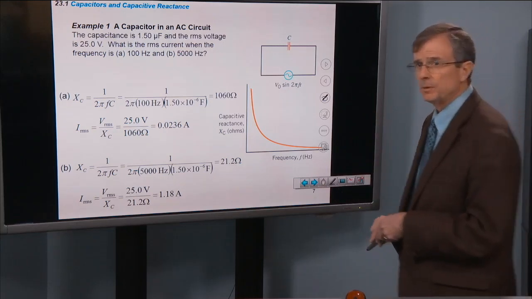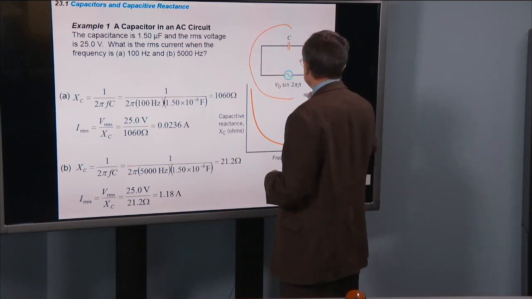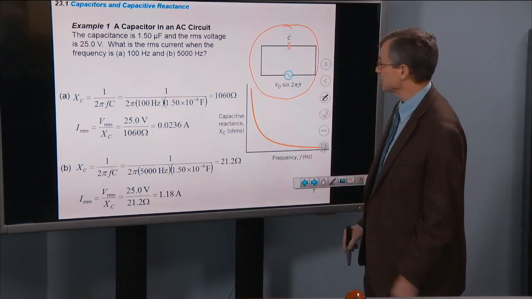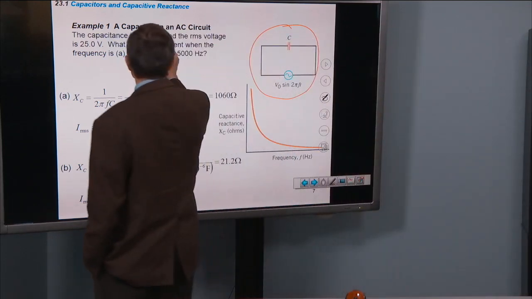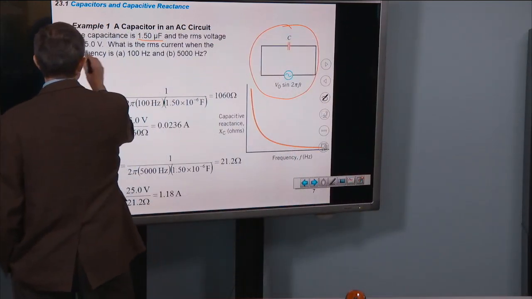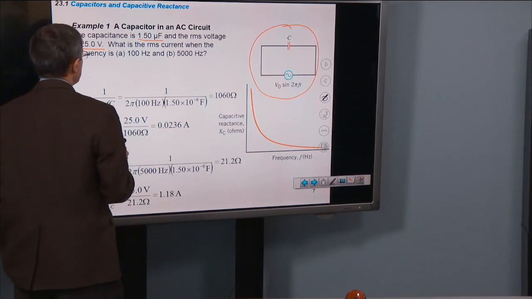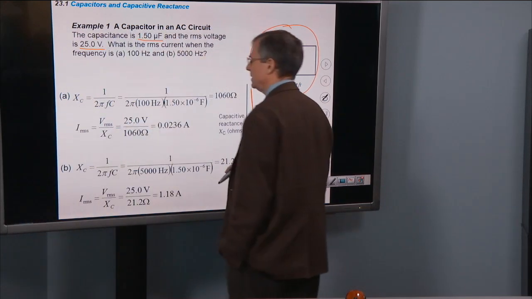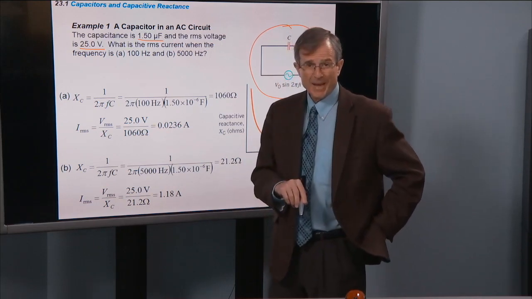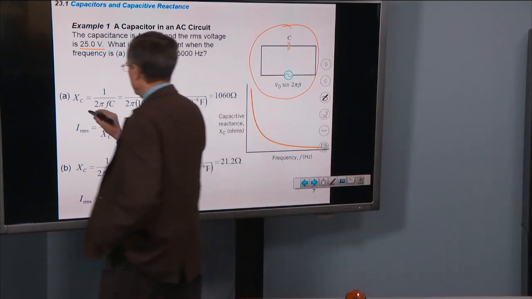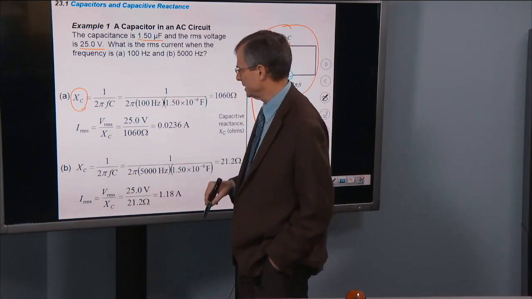Okay, an example. A capacitor in an AC circuit. So here's my purely capacitive circuit. Capacitance is 1.5 microfarads, and the RMS voltage is 25 volts. So what is the RMS current when the frequency is 100 hertz and when it's 5,000 hertz? We're going to need the capacitive reactance, X sub C. That's our first need. And that's 1 over 2 pi f times C.